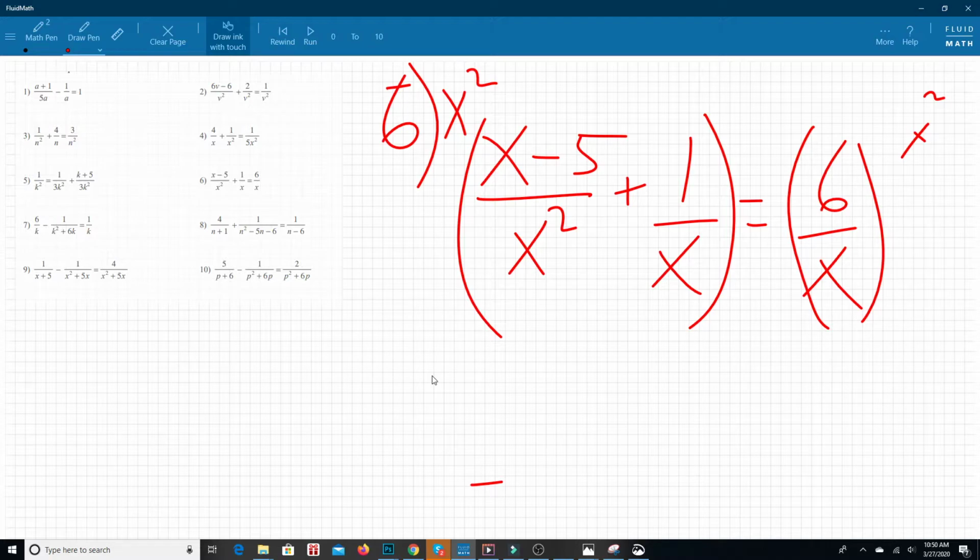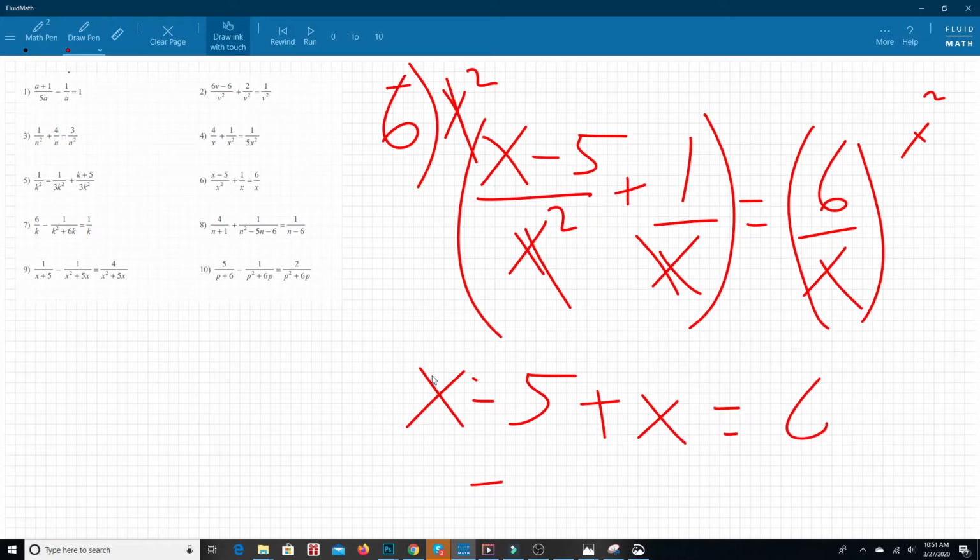So multiply everything by x squared, because both x and x squared can go into x squared, right? Again, we want to eliminate the denominator. So I can cross out my x squared right here, and cross out my x over here. So that's going to be x minus 5 plus, it's still one x left, plus x equals 6. Everyone understand how I got that?